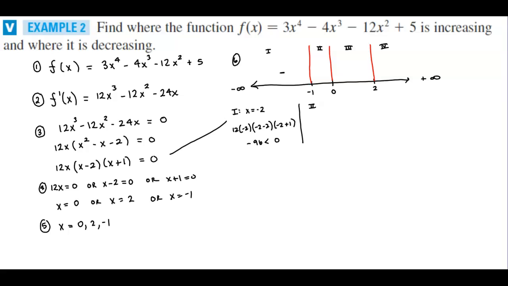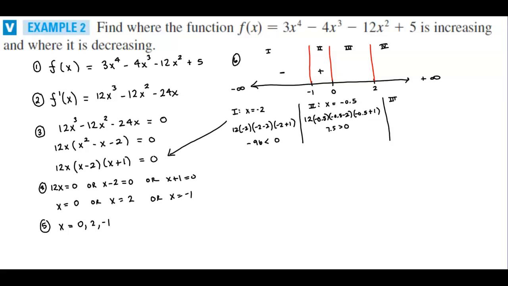We take a look at region number 2. We can pick x to be negative 0.5 since it's in between those two values. Using the derivative, we have 12 times negative 0.5 times negative 0.5 minus 2 times negative 0.5 plus 1. We end up getting positive 7.5, which means it's greater than 0, so it's positive in region number 2.